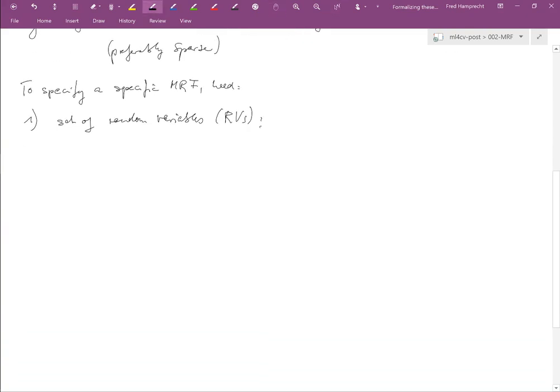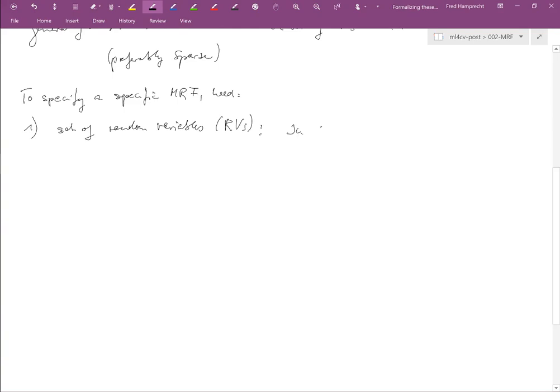In our OCT retina example, we would have one random variable per pixel. That's the state that we want to model. What class does each pixel belong to? But there are many more choices.